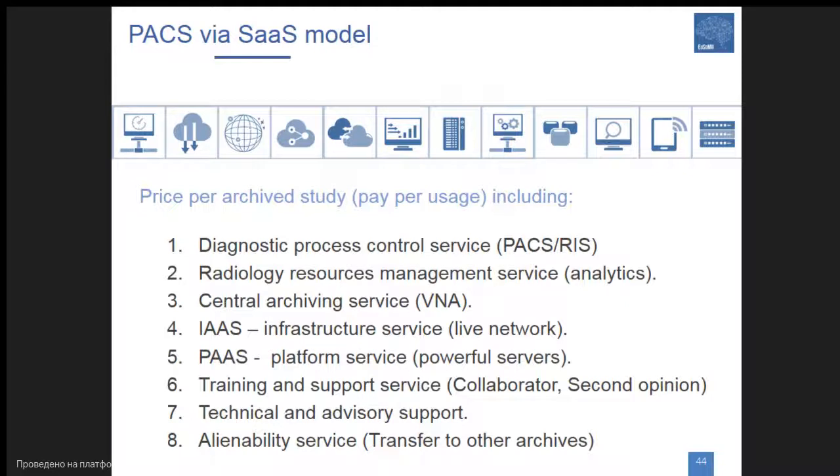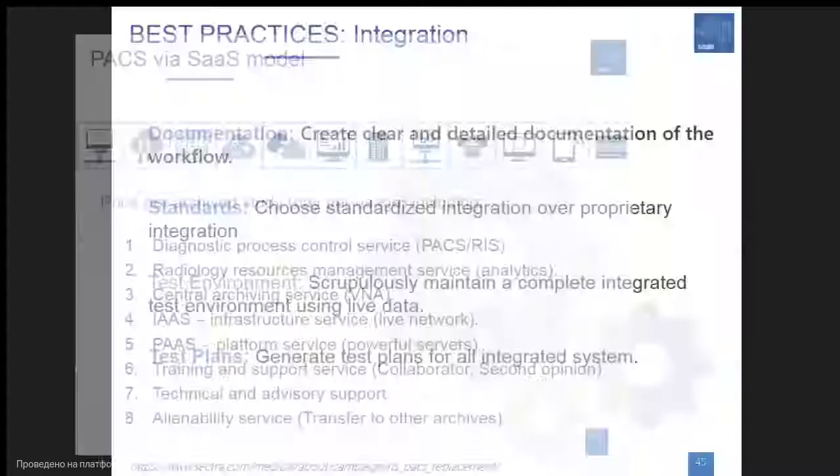With this, you do not depend yourself on managing the storage, the networks, all the technical details. You just need the service, and these types of contracts are based, for example, on the number of studies that you need to archive. This is the major measurement.